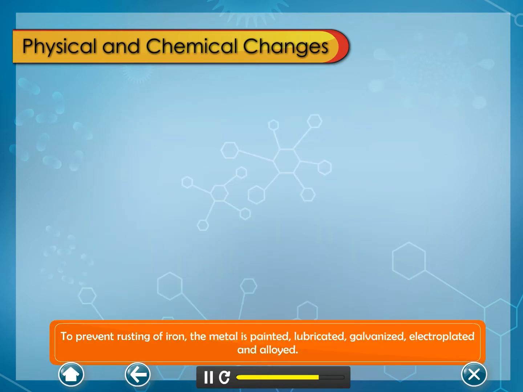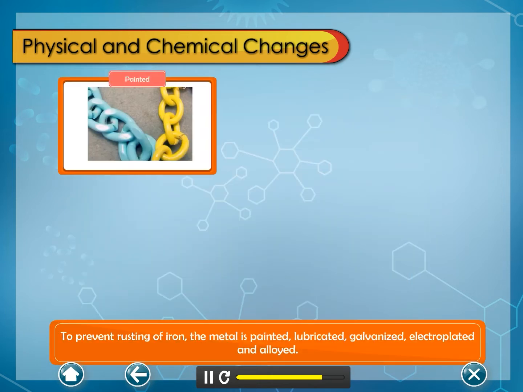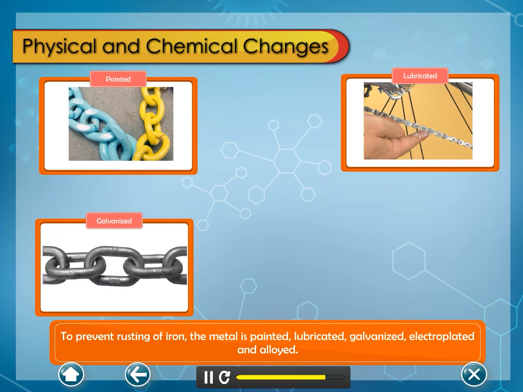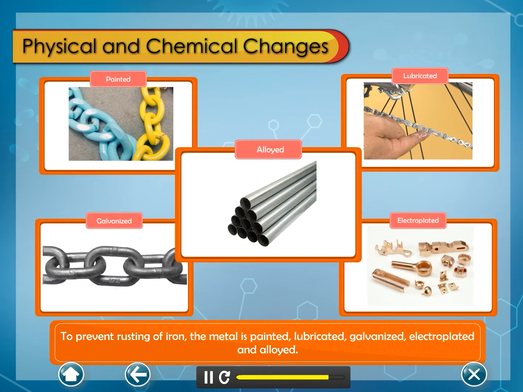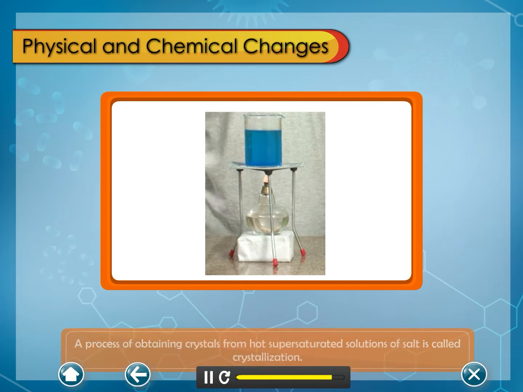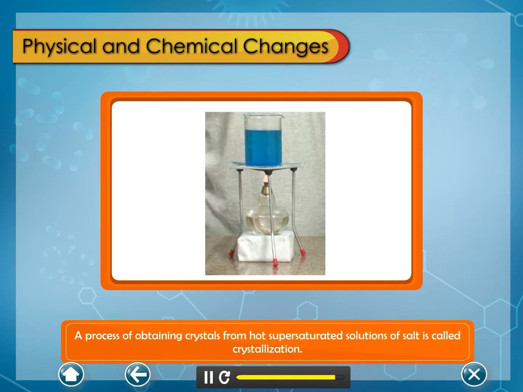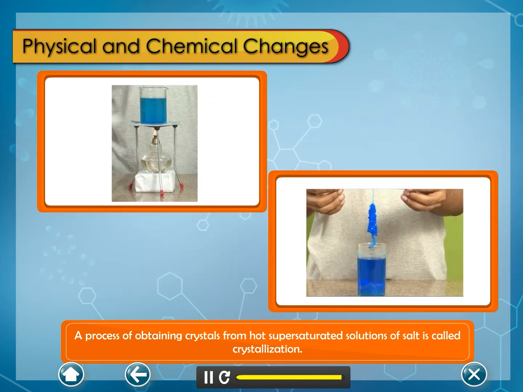To prevent rusting of iron, the metal is painted, lubricated, galvanized, electroplated, and alloyed. A process of obtaining crystals from hot supersaturated solutions of salt is called crystallization.